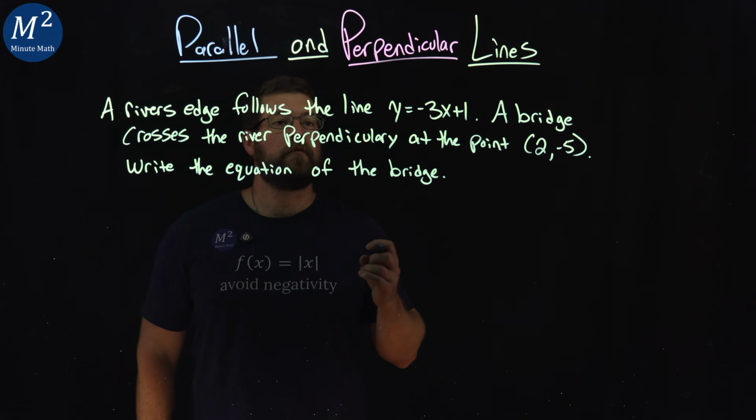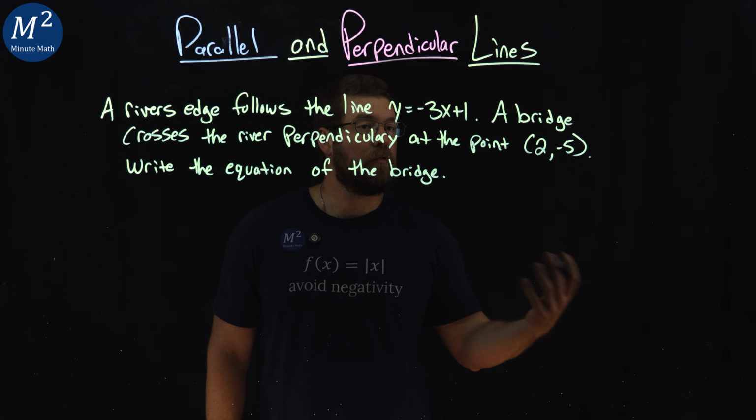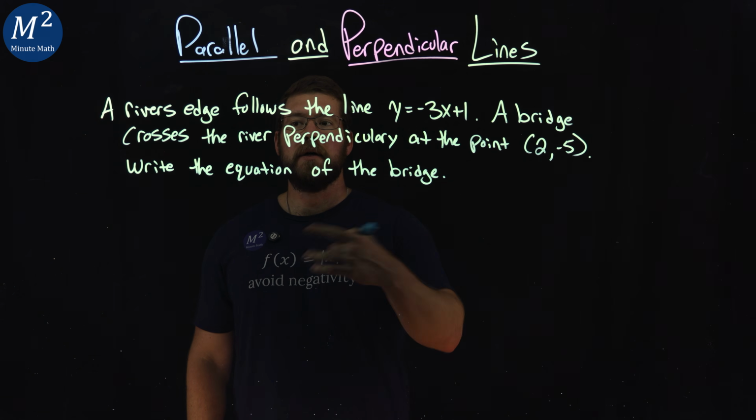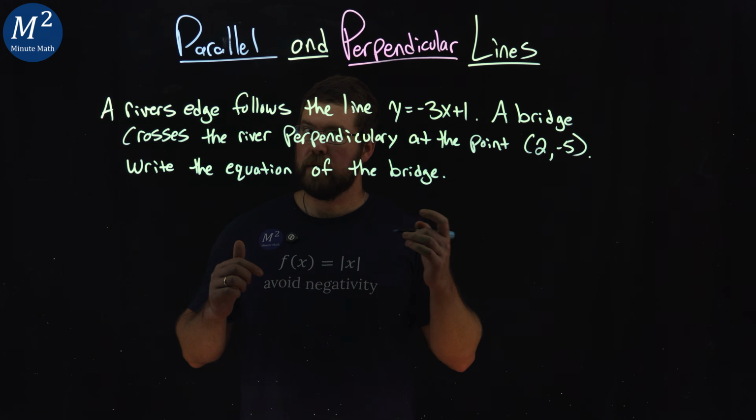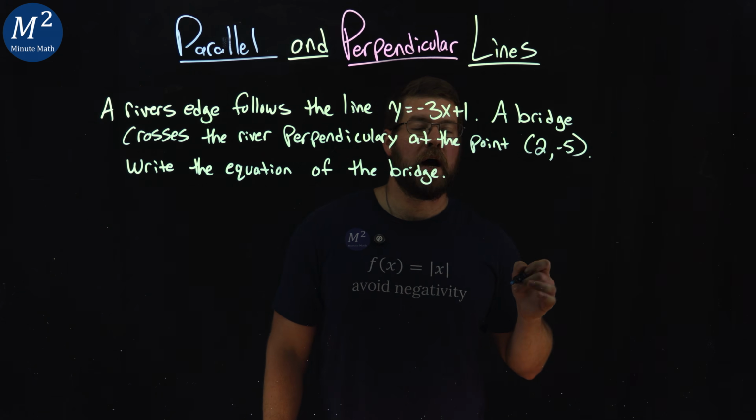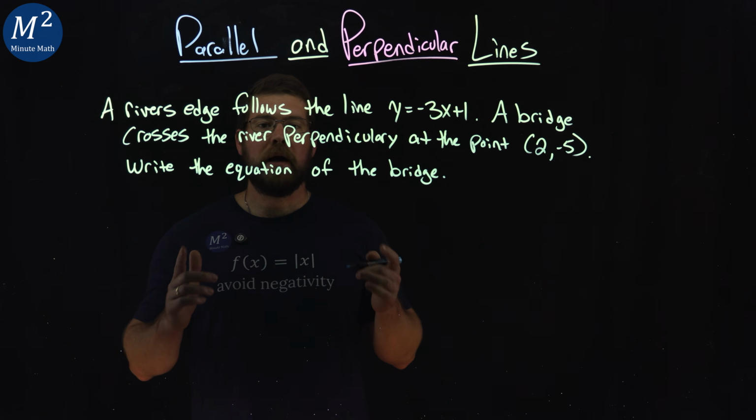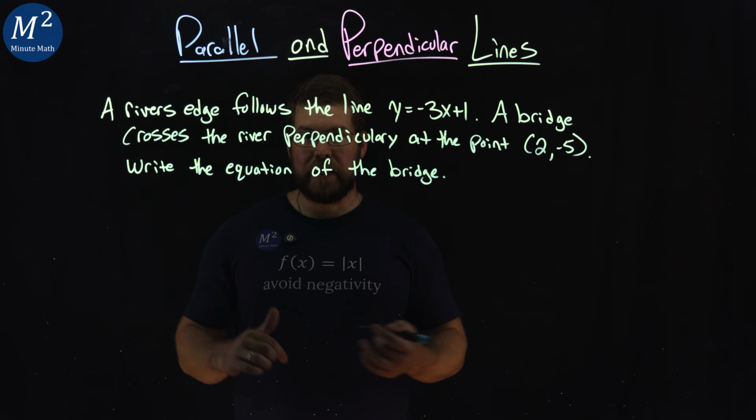A river's edge follows the line y equals negative 3x plus 1. A bridge crosses the river perpendicularly at the point (2, negative 5). Write the equation of the bridge.